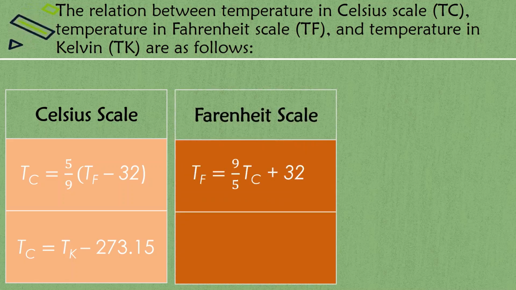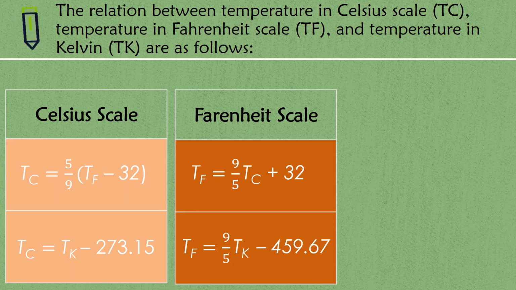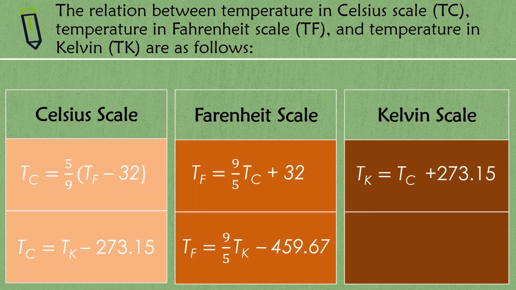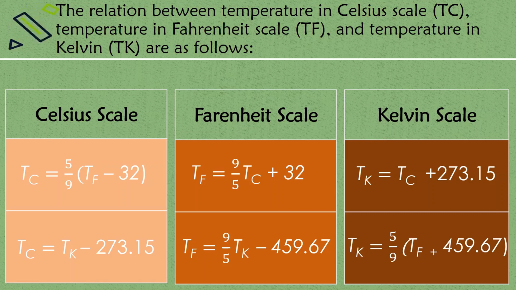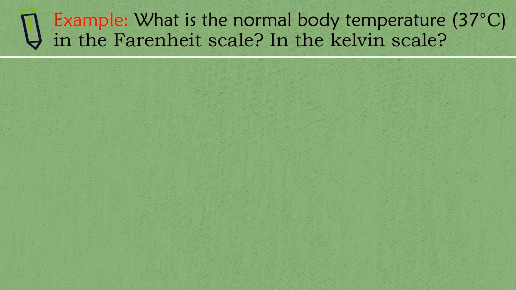For Fahrenheit scale, Tf is equal to 9/5 multiplied to Tc plus 32, or Tf is equal to 9/5 multiplied to Tk minus 459.67. And for Kelvin scale, Tk is equal to Tc plus 273.15, or Tk is equal to 5/9 multiplied to the sum of Tf plus 459.67.